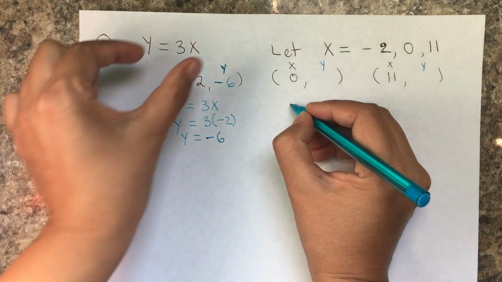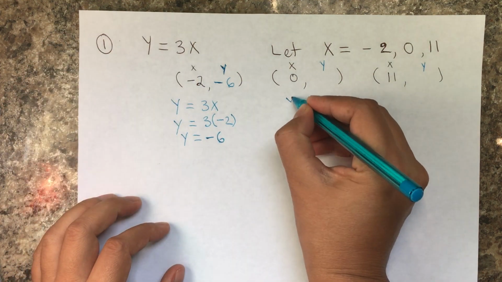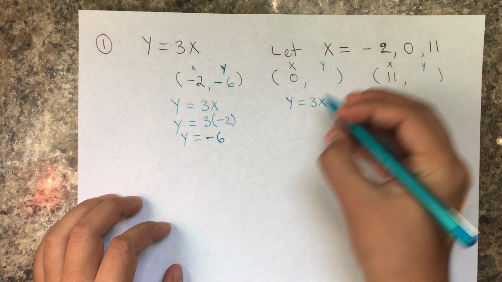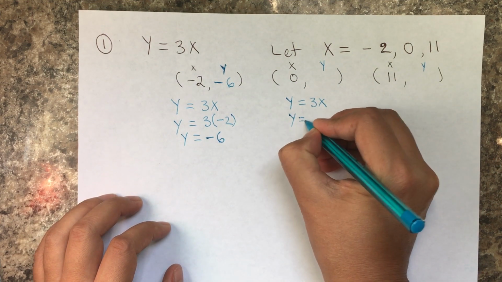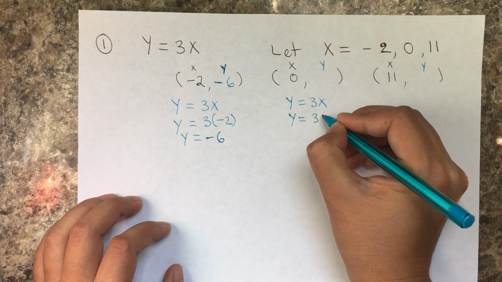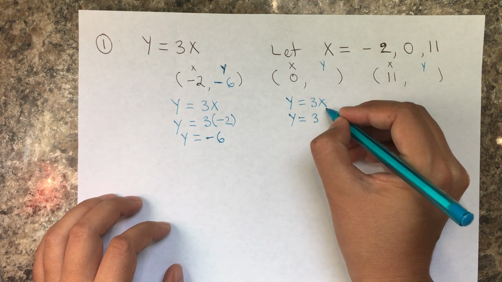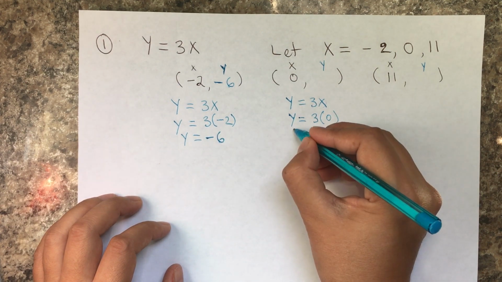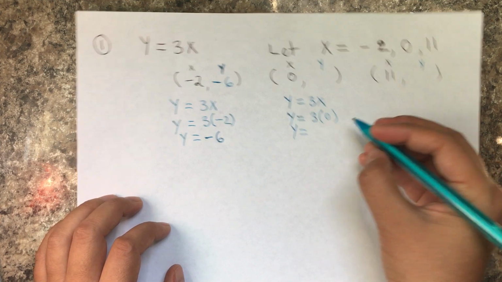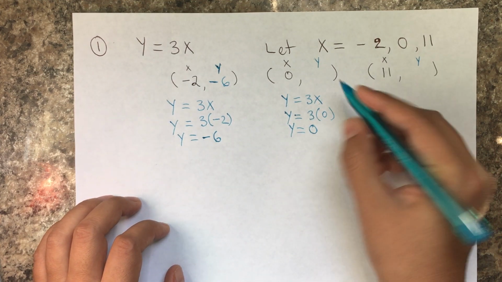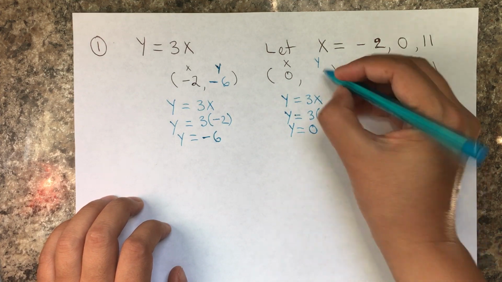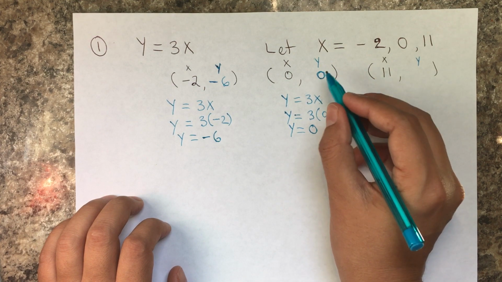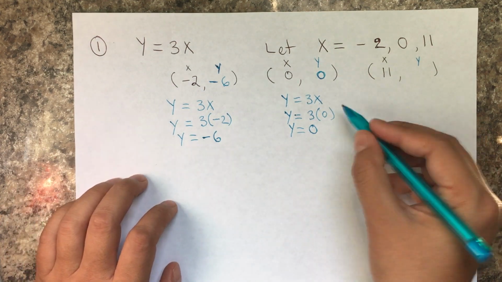Okay, for the next one, again, we're going to use the same equation, y equals 3x. The value of x is 0, so we bring down the y, we bring down the 3, and we substitute. Instead of x, we write 0. So we bring down the y, and 3 times 0 is 0. So when x is 0, y is 0 as well. Okay, and it doesn't always happen. Sometimes it's going to change. In this case, it does, just because we don't have a constant number.